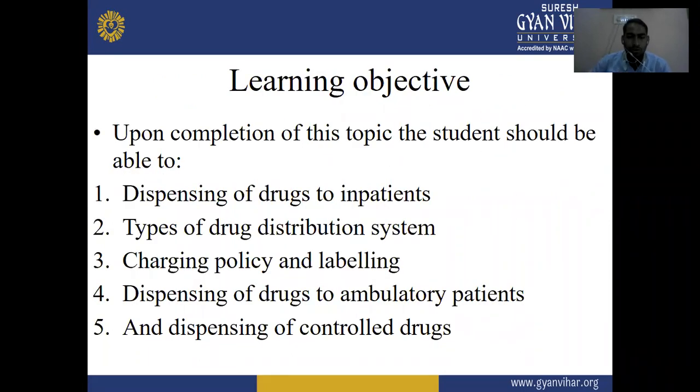Learning objectives of the drug distribution system in a hospital. Upon completion of this topic, the students should be able to understand dispensing of drugs to inpatients, types of drug distribution systems, charging policies and labeling, dispensing of drugs to ambulatory patients, and dispensing of controlled drugs. These are the learning objectives of the drug distribution system.